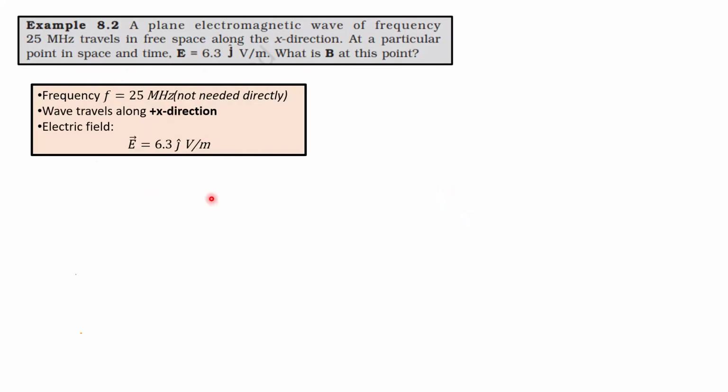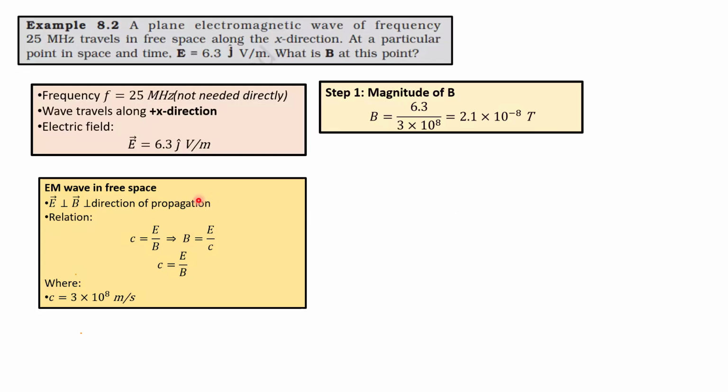First step, what's the relation between electric field and magnetic field? Electric field divided by magnetic field is equal to the velocity of light. They are perpendicular to each other. So B equals E by C, or C equals E by B, where C is the velocity of light.